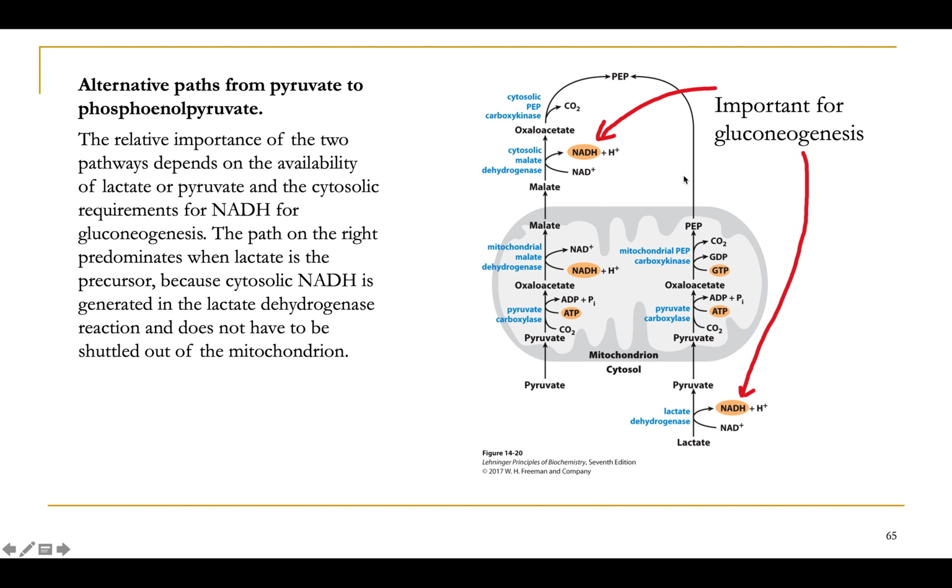So this way, PEP ends up back in the cytosol. So in both cases, you end up with NADH and phosphoenol pyruvate, which are necessary to fuel the gluconeogenesis pathway, but in a slightly different way. And the balance between these two flavors of the first bypass is dictated by the availability of lactate.